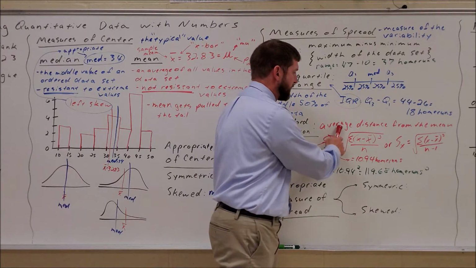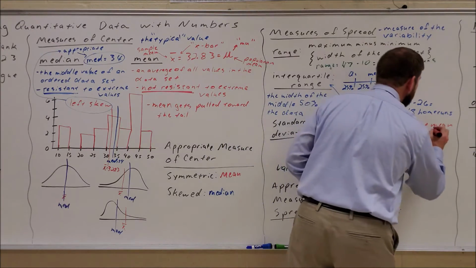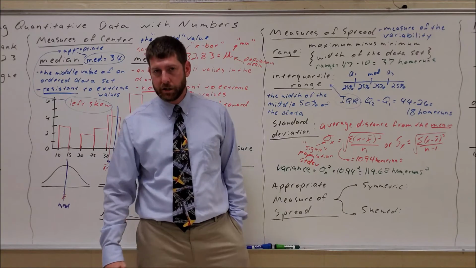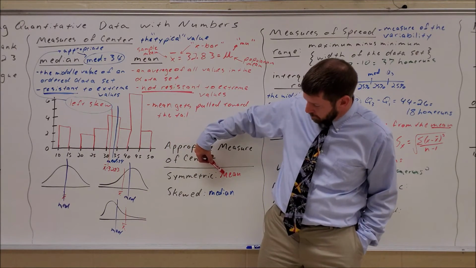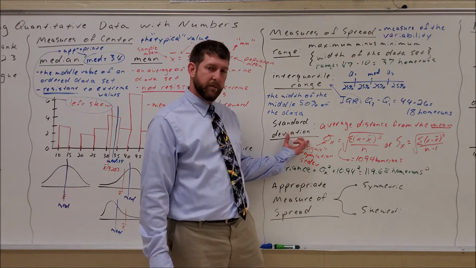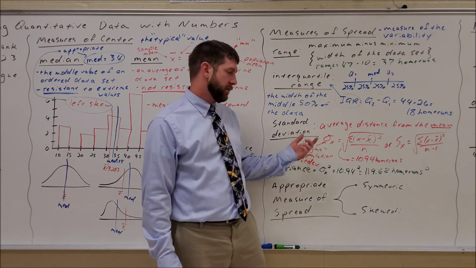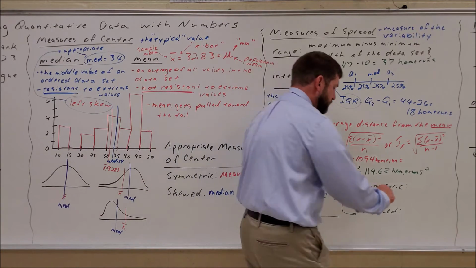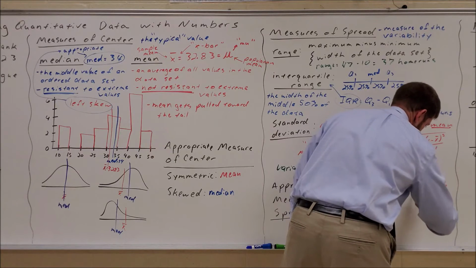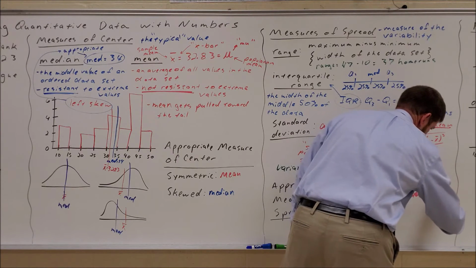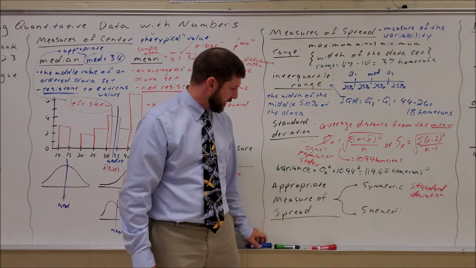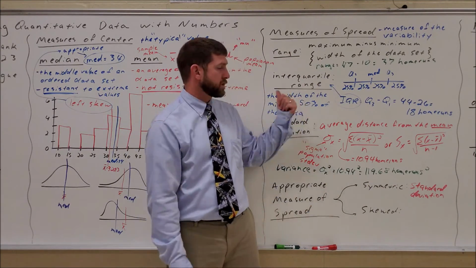Because remember, standard deviation is average distance from the mean. The formula actually has each value subtract the mean. So if I want to use mean as my center in a symmetric distribution, then I need to use the spread that uses mean. So my symmetric distribution is going to use standard deviation to describe its spread. And then that means that my skewed distributions would use interquartile range.